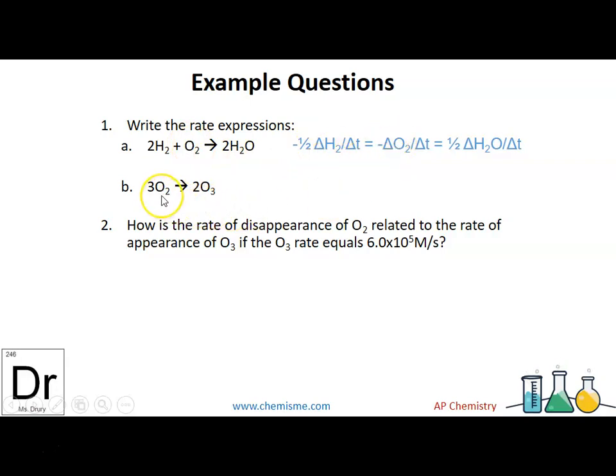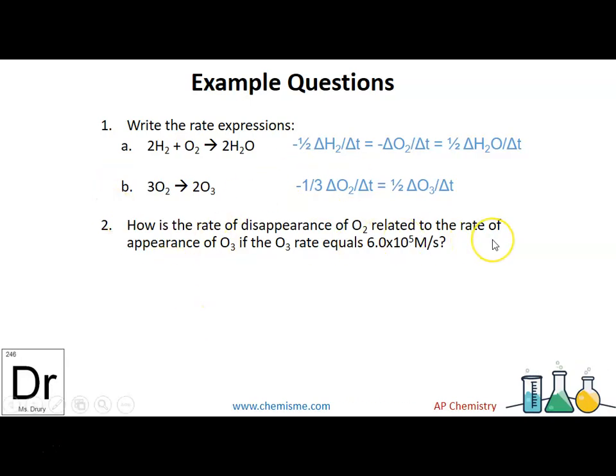Let's do it again for oxygen converting to ozone. So the oxygen would have a negative rate because it's being used, at a 1/3 value, and then the ozone is being formed as a product at the positive value of 1/2. These are the formulas we can use to then calculate questions. So you're kind of writing your own formula for the reaction in order to calculate number 2.